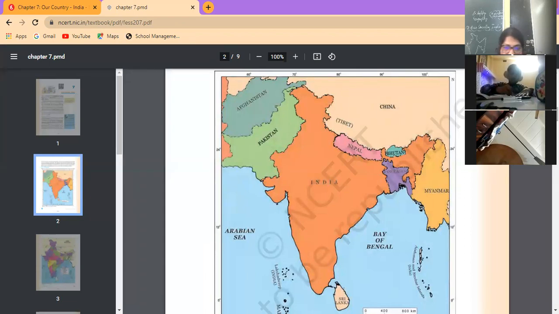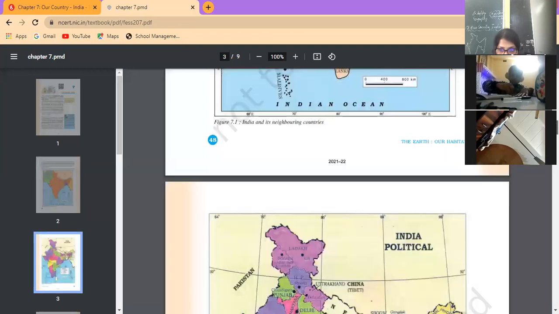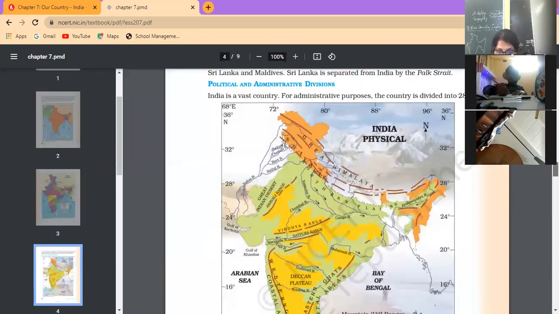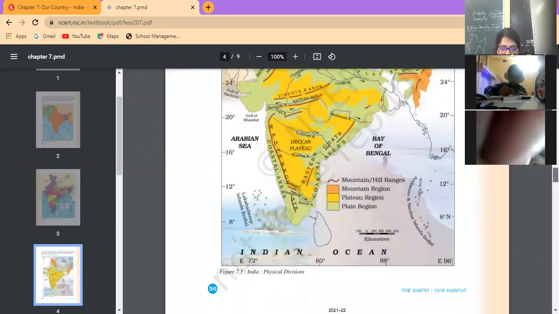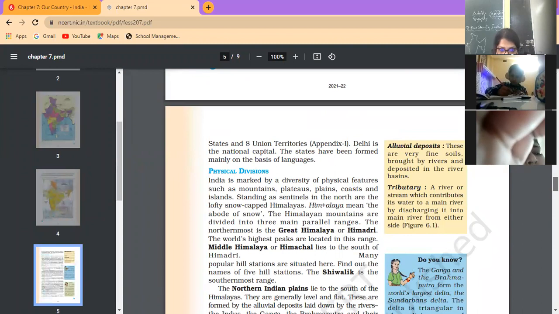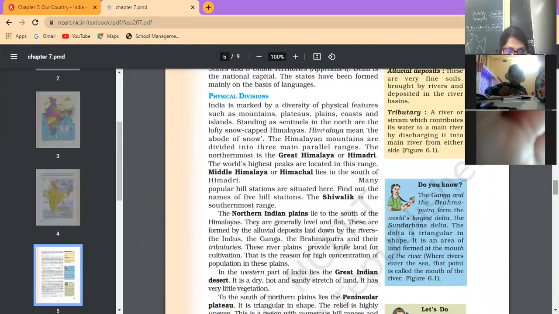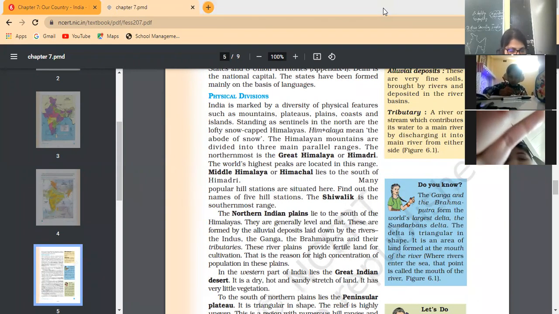So with the help of this map, which you are drawing on your notebook, let's understand the physical features of India. Here you can see the physical division of India. So I hope everyone has drawn the map on the notebook. Show your digital thumb, everyone. Okay, so first, you can see India has marked diversity of physical features.